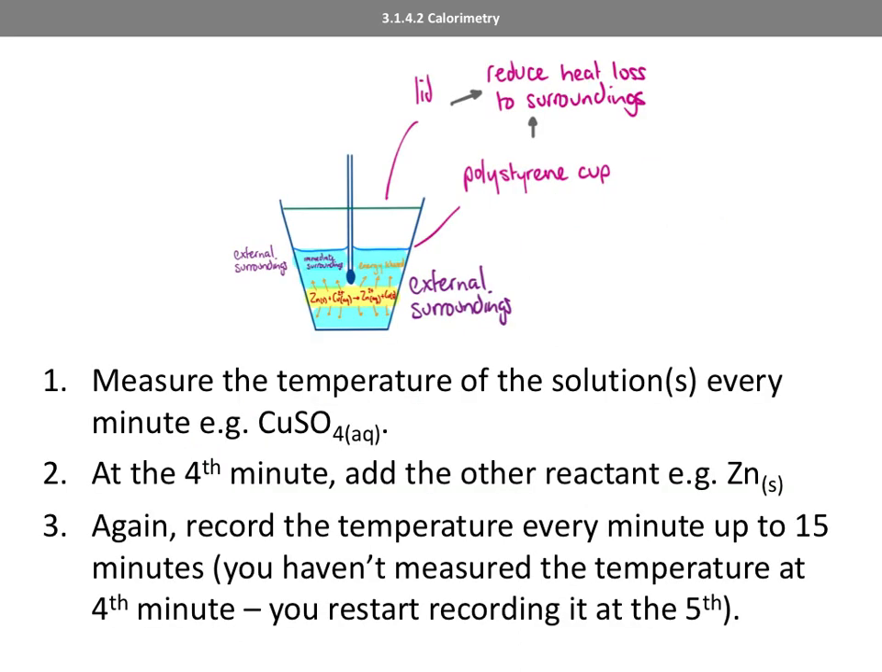First of all, you would pour in your solution, start a stopwatch, and measure the temperature of that solution every minute, probably up to 4 minutes. Then at the 4th minute, you would add the other reactant, in this case zinc. Then every minute, you continue to record the temperature for maybe up to 15 minutes. The only time you don't have a temperature reading is when you added the zinc, at the 4th minute. So you've got temperature readings at 0, 1, 2, 3, 5, 6, 7, 8, 9, 10, 11, 12, 13, 14, 15 minutes, and so on.